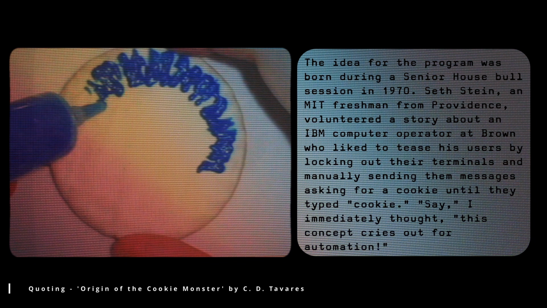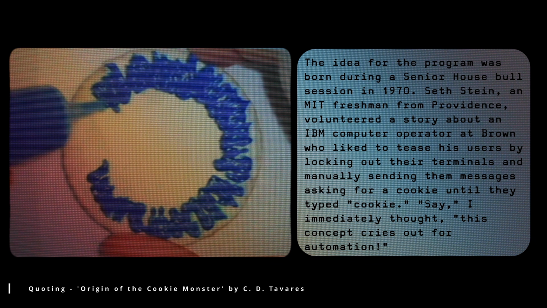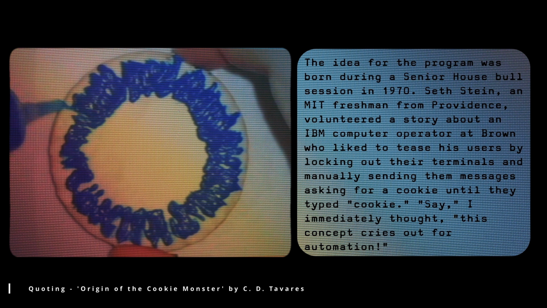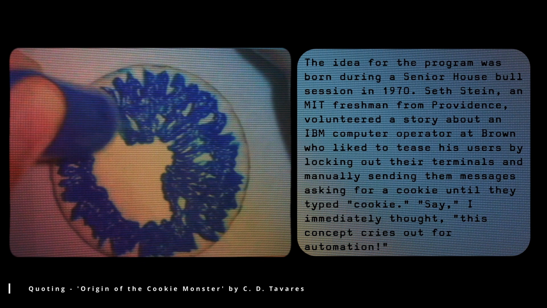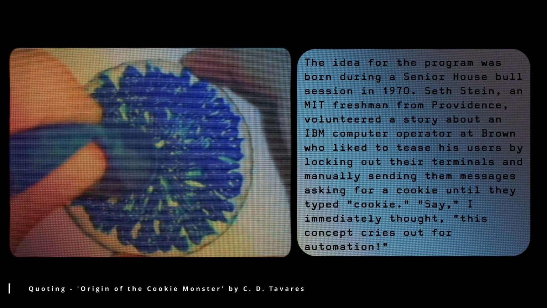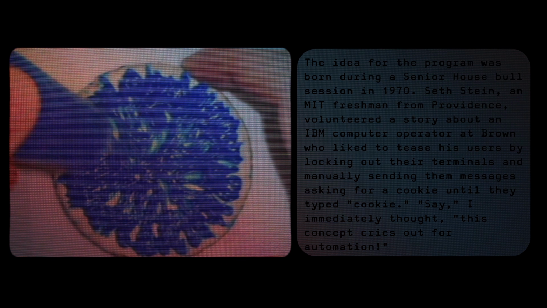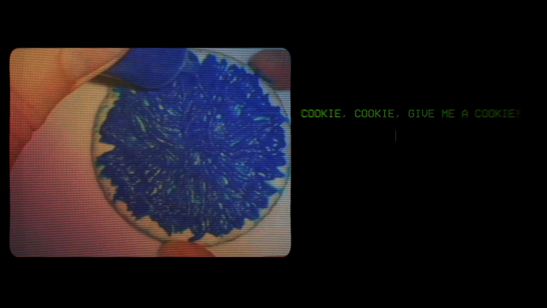Seth Stein, an MIT freshman from Providence, volunteered a story about an IBM computer operator at Brown who liked to tease his users by looking at their terminals and manually sending them messages, asking them for a cookie, until they typed, cookie. "I immediately thought, this concept cries out for automation." Tavares built an automated version of this. This program was pretty simple in its function. When someone left their computer unattended, you pranked them by running it. It would work on a timer, and then at a certain point, it would lock them out of their computer and repeatedly demand cookies from them.